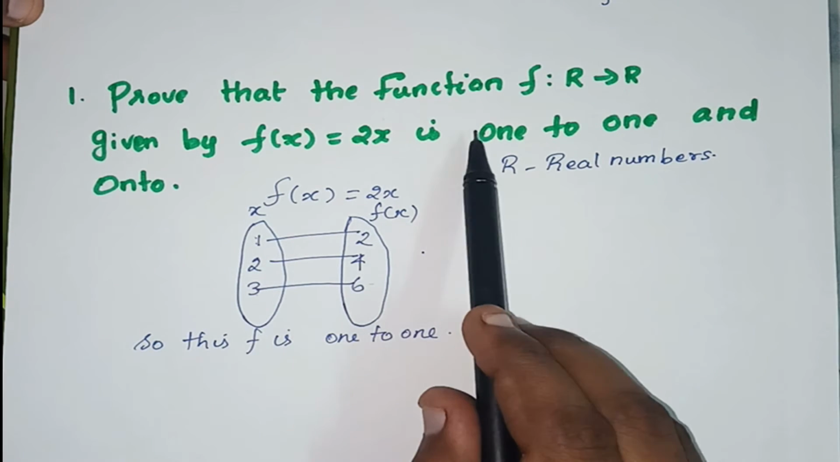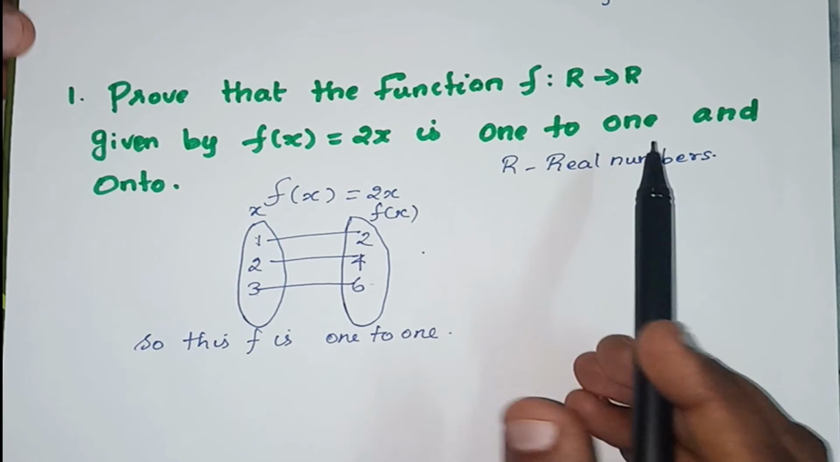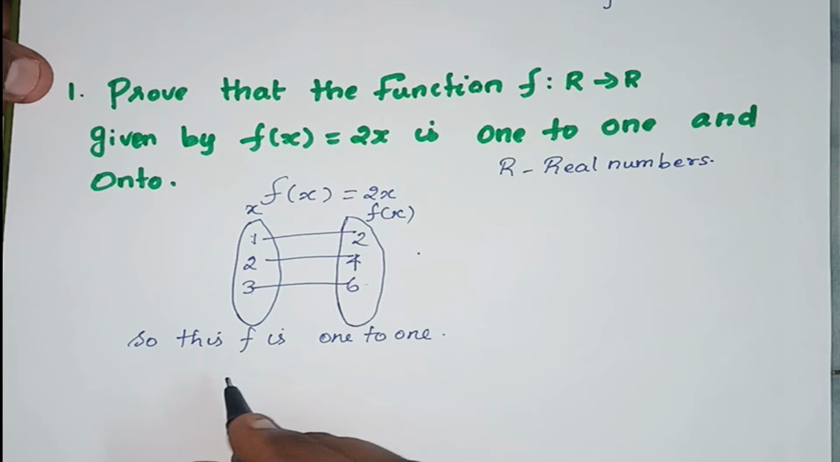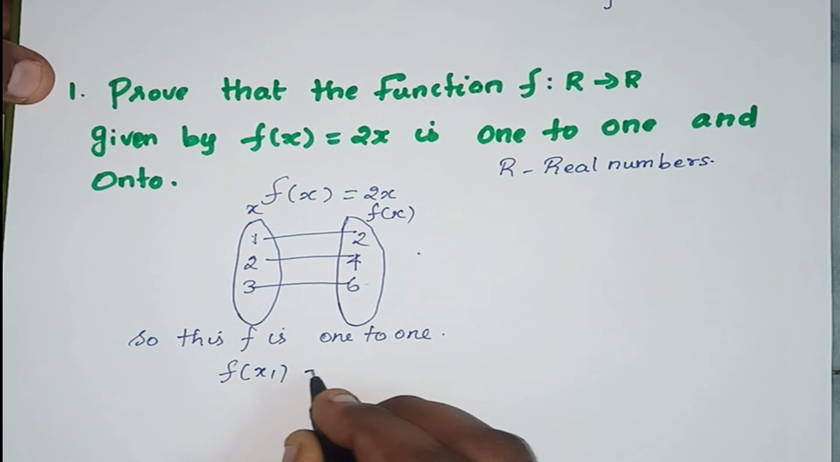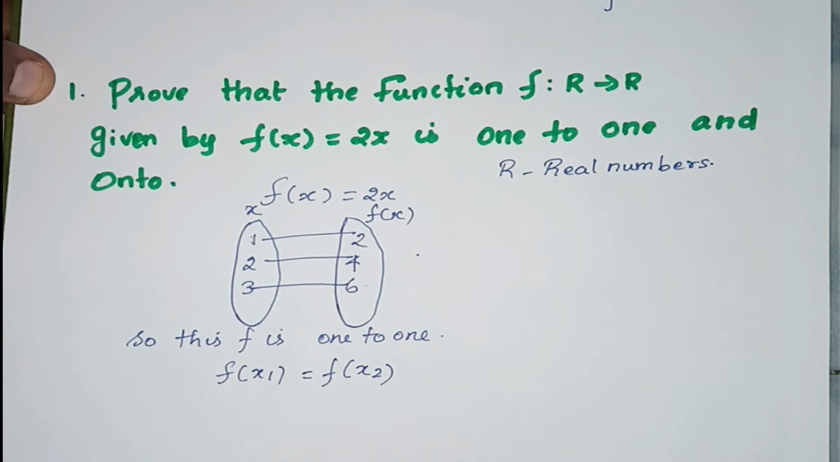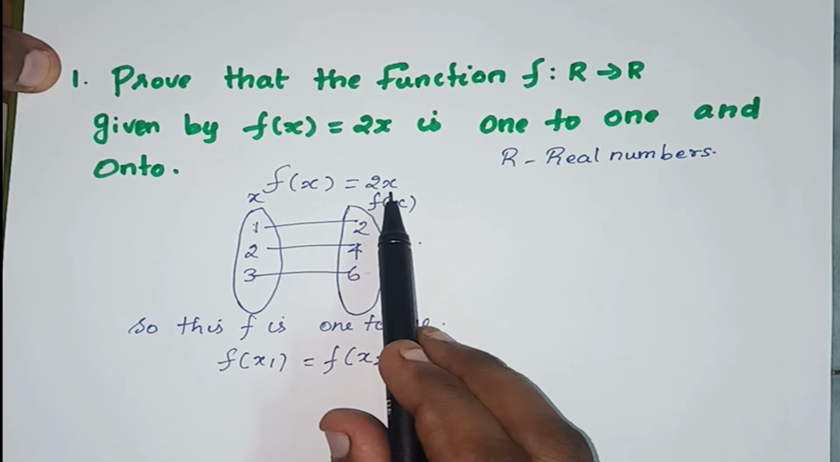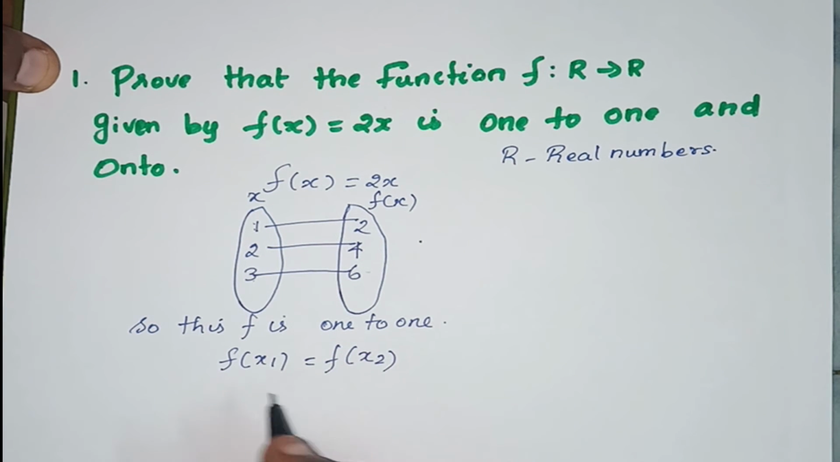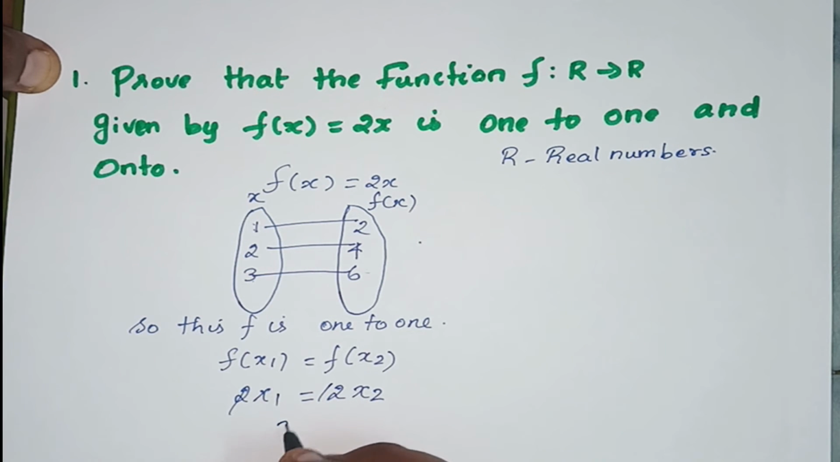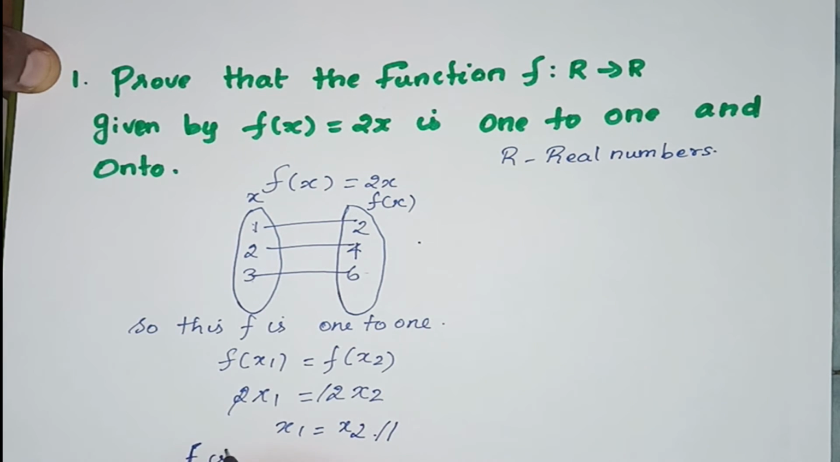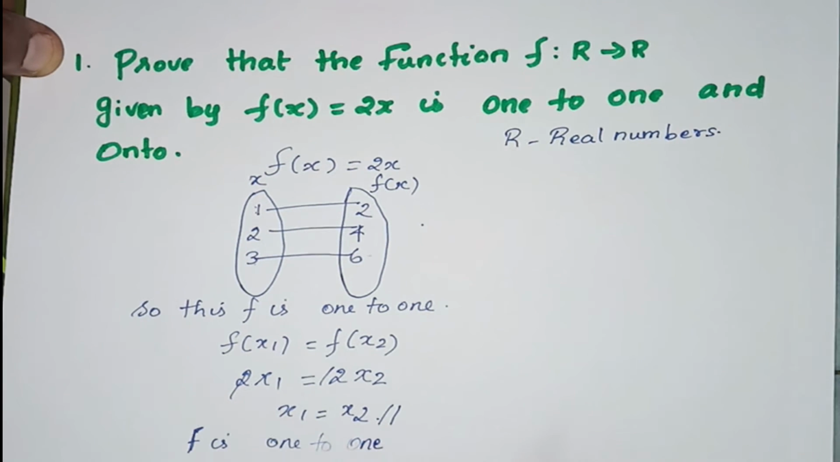Otherwise, we can represent it by using the mathematical expression. What is the mathematical expression for one-to-one function? If it is one-to-one, it means f of x1 is equal to f of x2, right? So here f of x equal to 2x. So what is meant by f of x1? That is 2 into x1 equal to 2 into x2. So 2 cancels, x1 equal to x2. So this function is one-to-one. So we proved the given function is one-to-one.